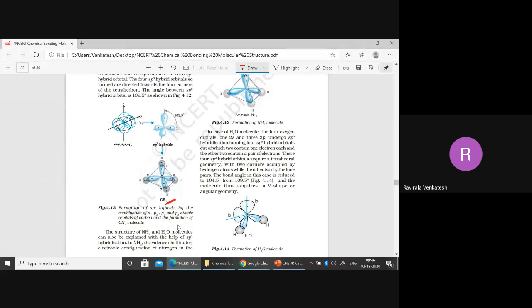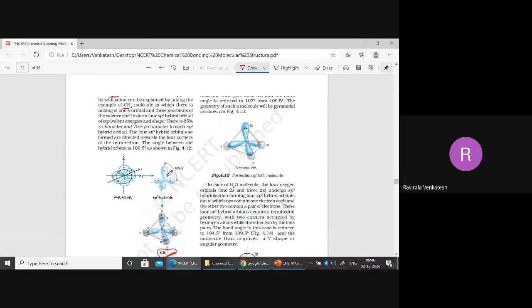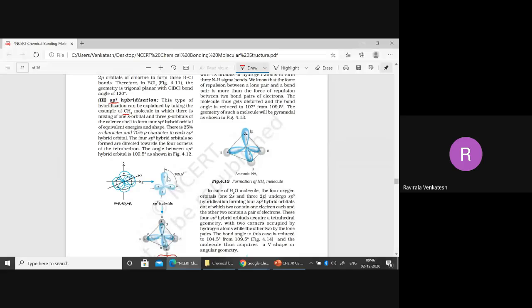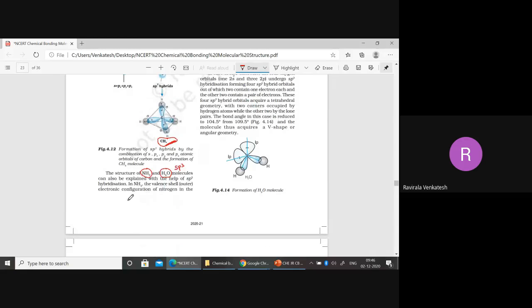Now let me take water and ammonia also. These are also having sp3 hybridization. But what is the shape of methane? What shape and what bond angle did we get here? 109 degrees, tetrahedral shape. That means when you have sp3 hybridization, the shape will be tetrahedral and the bond angle 109 degrees. Now what happens to ammonia and water? They also form sp3 hybridization.